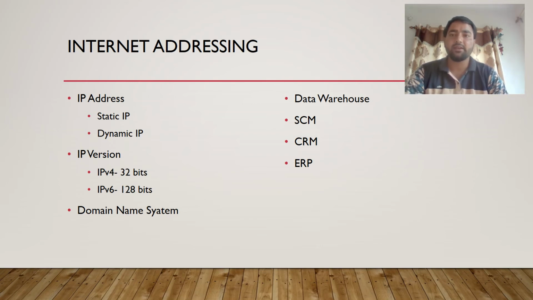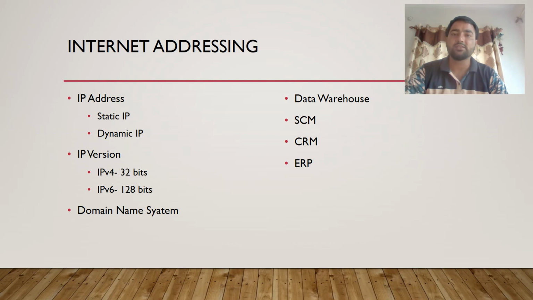So in that, the first one is the IP address. An IP address is the unique address to identify the resources over the web. It can be a static IP, which means every time you connect, the address will be the same, or it can be a dynamic IP, which means every time you connect to the internet, the address will be different.